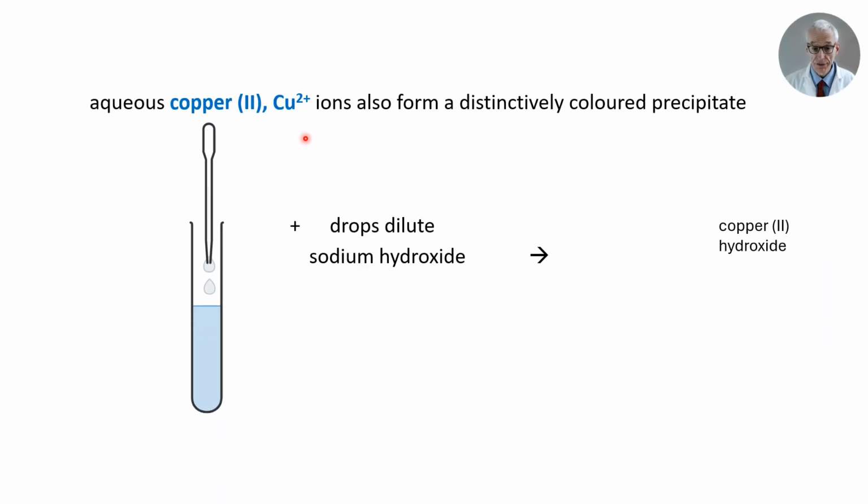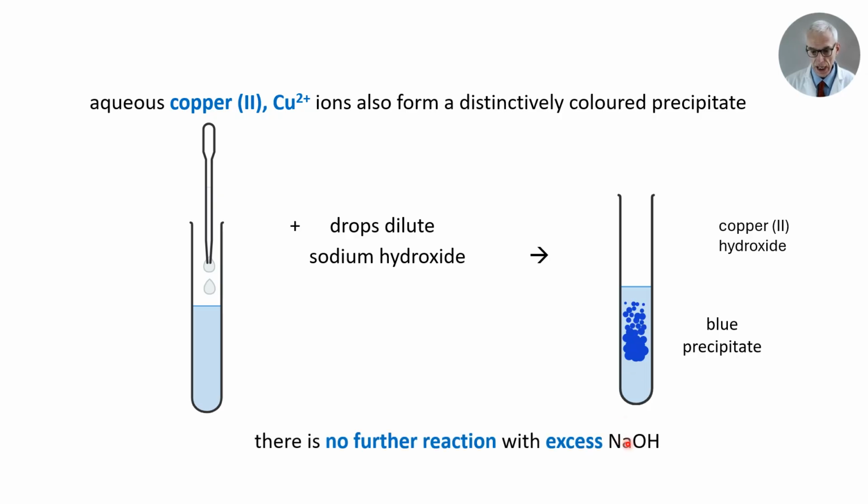Our third and final coloured precipitate in AQA GCSE is from copper 2+ aqueous solutions, which form, obviously, copper 2 hydroxide, a blue precipitate. As with the other coloured precipitates, an excess of sodium hydroxide has no effect. That is, the blue precipitate of copper 2 hydroxide is insoluble. Once again, you are expected to recall these facts.